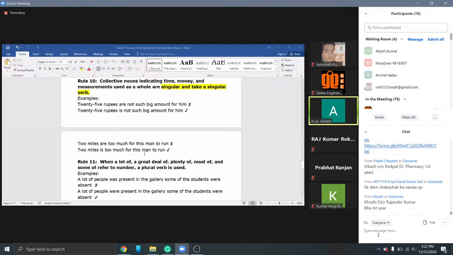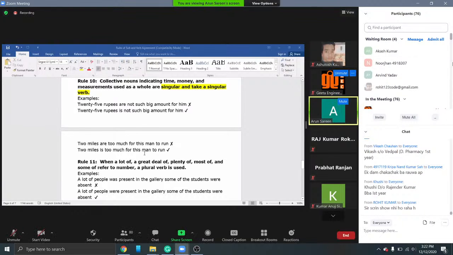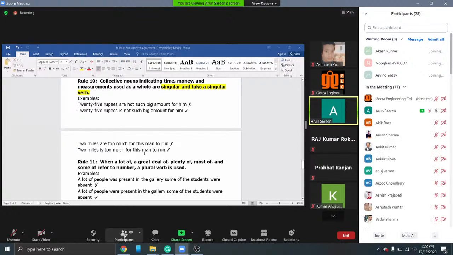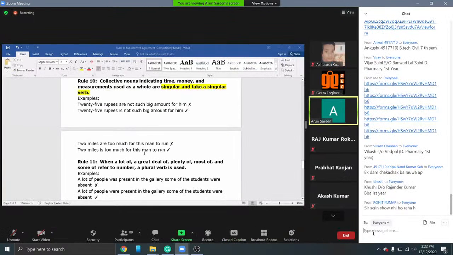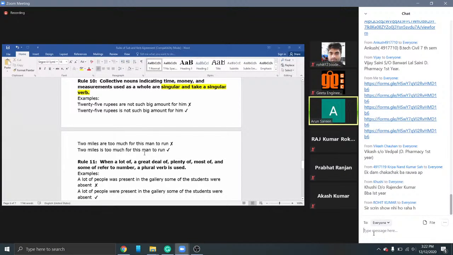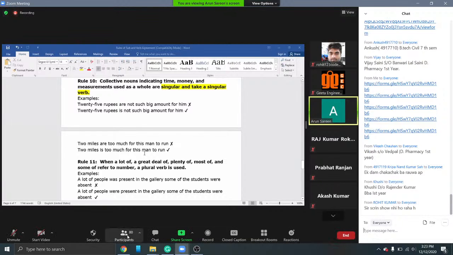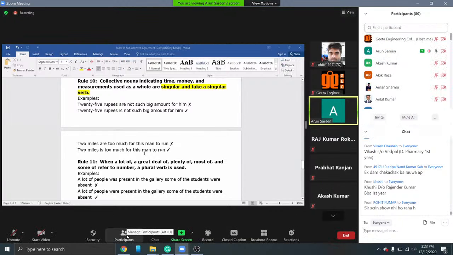Some nouns, uncountable in nature, cannot be made plural by adding s. Now, here we will be referring to collective nouns, but you cannot add s to try to make them plural, because the word itself denotes plural.